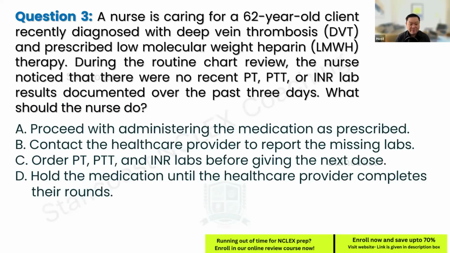A nurse is caring for a 62-year-old client recently diagnosed with DVT and prescribed low molecular weight heparin therapy. During the routine chart review, the nurse noticed that there were no recent PT, PTT, or INR lab results documented over the past 3 days. What should the nurse do?